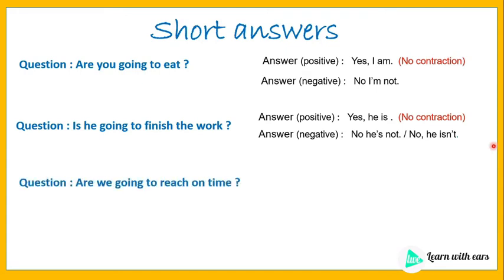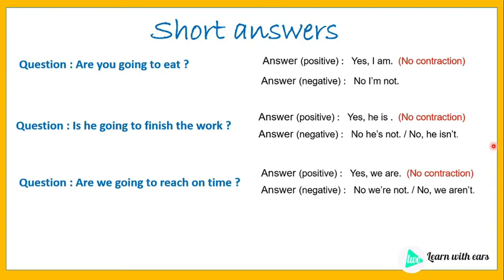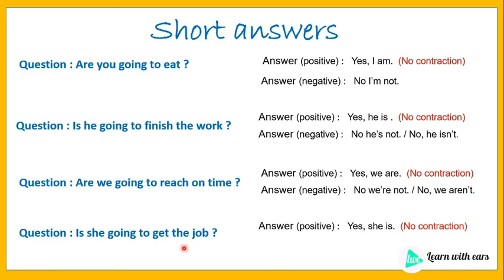Next question, are we going to reach on time? Positive answer is, yes, we are. And negative answer is, no, we are not. Or, no, we aren't. Okay. Next question, is she going to get the job? Positive answer is, yes, she is. Negative answer is, no, she's not. Or, no, she isn't. Right? So here we saw how to give short answers.